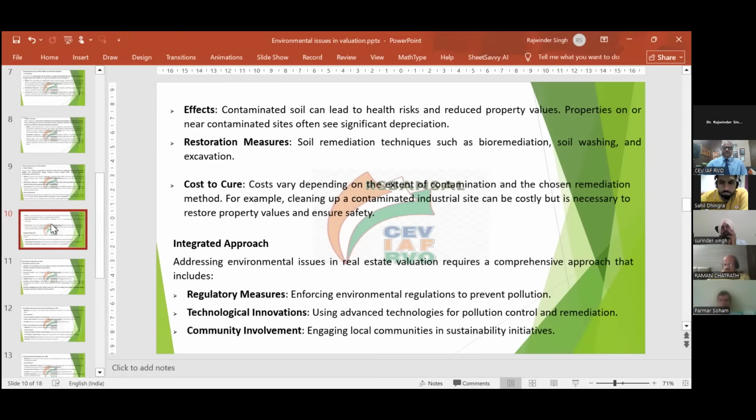So, what is the integrated approach for addressing environmental issues in valuation? It requires a comprehensive approach, which includes regulatory measures, means enforcing environmental regulations to prevent pollution. Then technological innovations, means choosing advanced technologies for pollution control and remediation, and involving the community, means engaging local communities in sustainable initiatives.